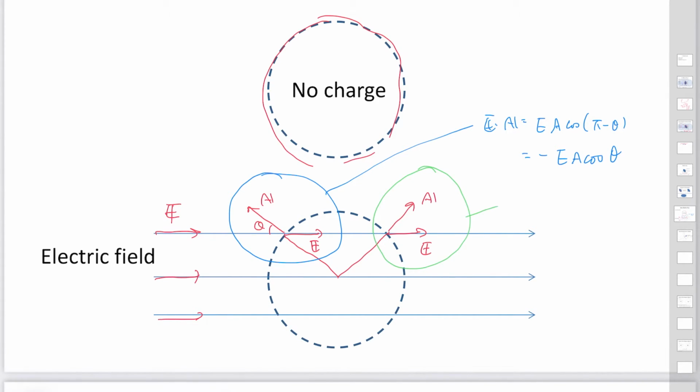For the green part, this is going to be theta. So it becomes EA cosine theta. If you sum up these two, it becomes zero. They cancel out. So if you consider the uniform electric field, the flux becomes zero.